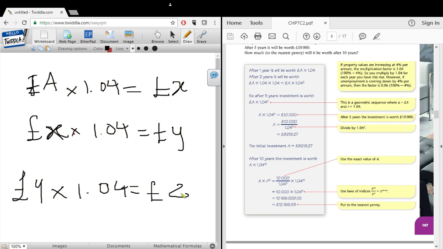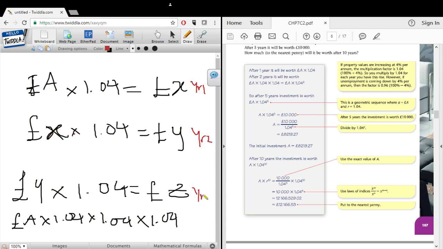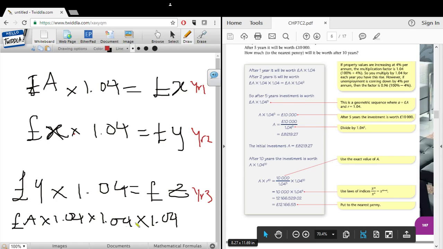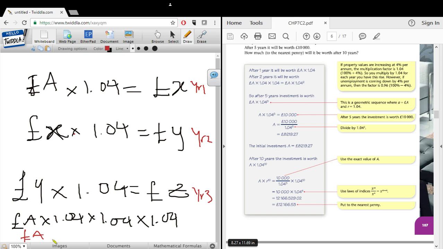Now Y pounds, again, is going to be multiplied by 1.04, which is going to be equal to, again, we say Z pounds. Now Z pounds in actuality, all that means is A pounds multiplied by 1.04 multiplied by 1.04 multiplied by 1.04. And this is after year 3. So let's just make that clear here. This is year 1, this is year 2, this is year 3. Another way of representing this is A multiplied by 1.04 to the power of N, on year N.